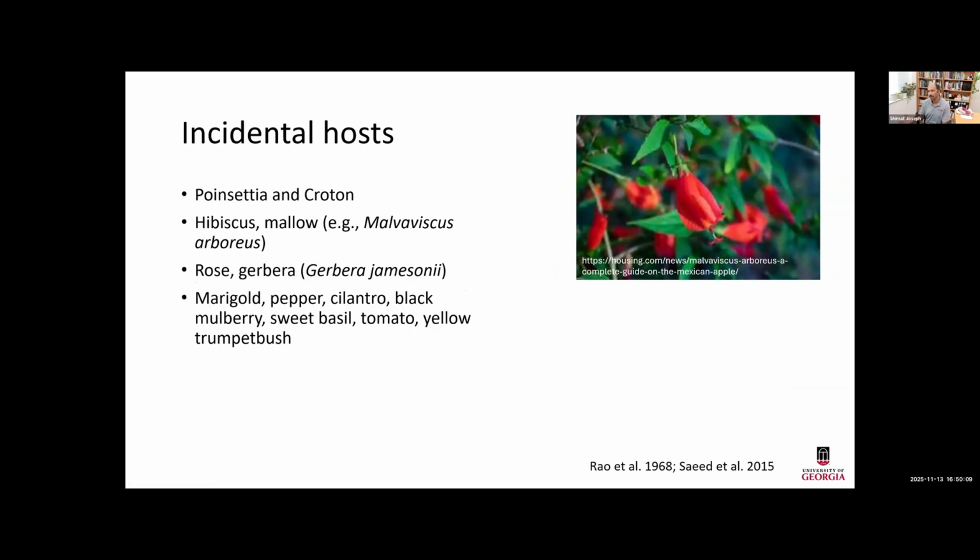And there are other papers that talk about hibiscus as an incidental host. In this case, they have seen them on the plant, but it doesn't necessarily reproduce or go through a generation. That includes poinsettias, croton, roses, gerberas, marigold, pepper, cilantro. There are other vegetable crops too, like tomato and pepper, and mulberry and things like that.